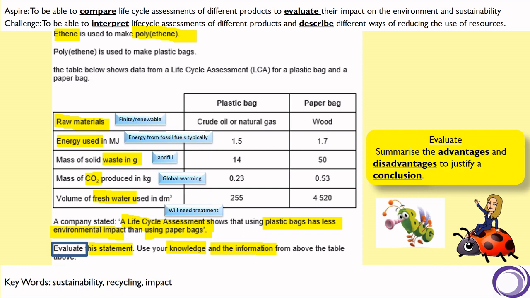Whereas with the crude oil, the plastic bag, crude oil is locked up carbon. So if that carbon dioxide is now being released into the atmosphere, there's nothing taking that back in. So technically the higher impact here, in spite of the higher numbers being in the paper bag, is the plastic bag.